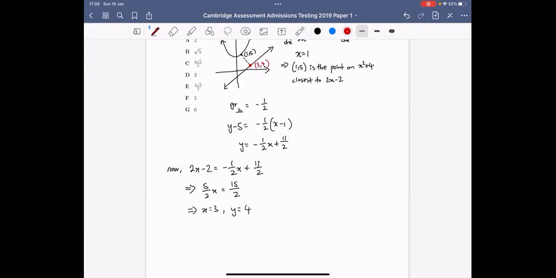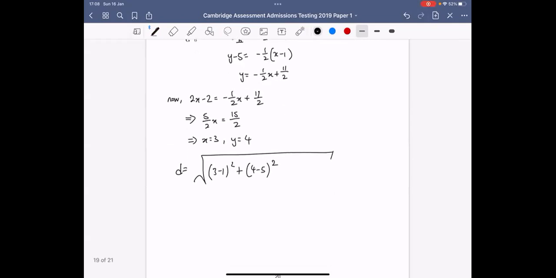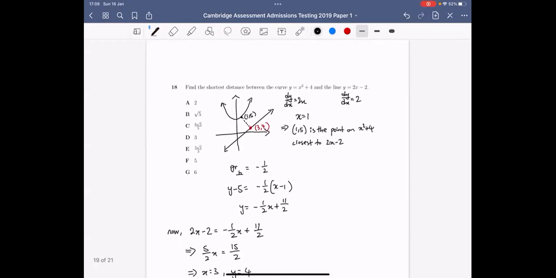And so for the distance, we use the distance formula. We calculate the distance between 1, 5 and 3, 4. So 3 minus 1 squared plus 4 minus 5 squared, which is 4 plus 1. Root 5 is the answer. And so that is B.